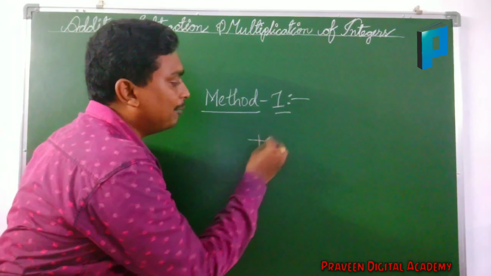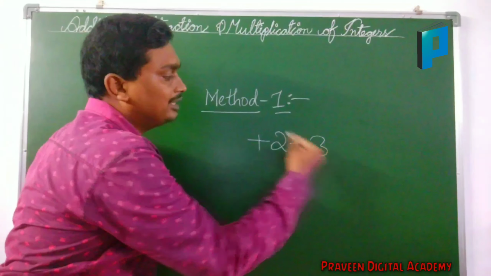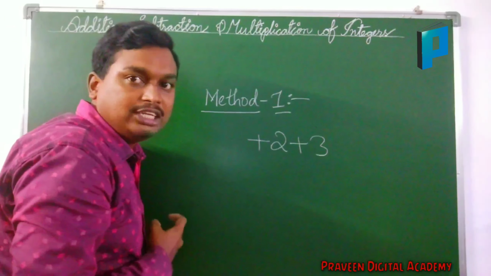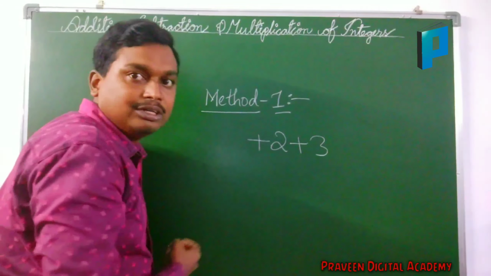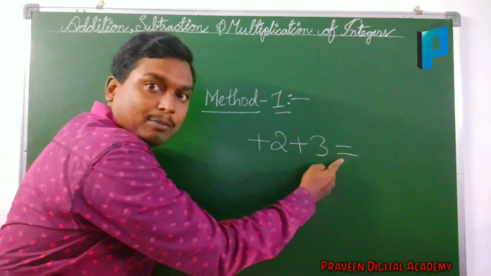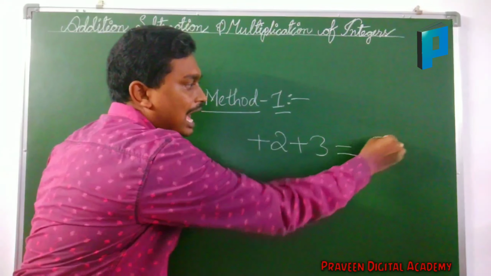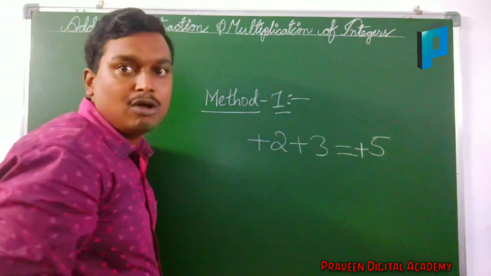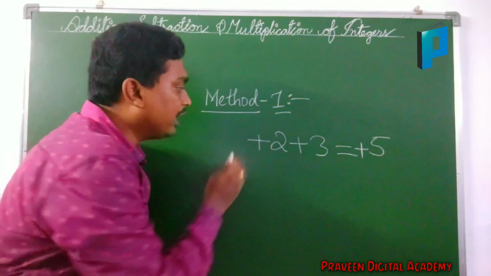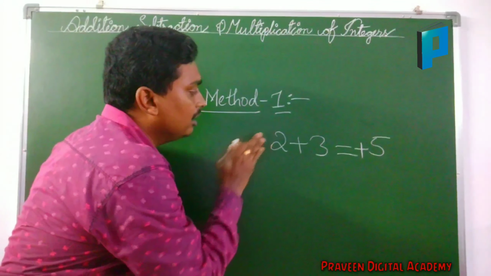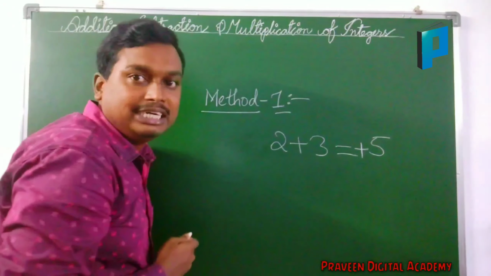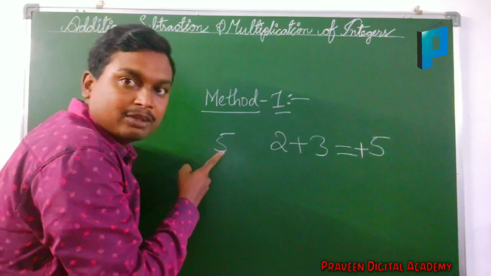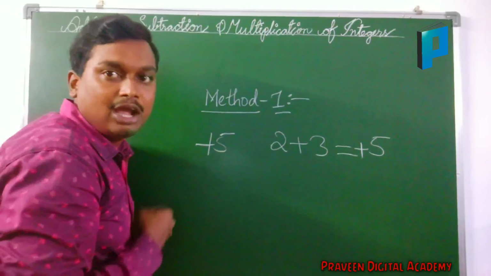If you are having a number like this, plus 2 plus 3, whenever you are having both positive signs, we should add both the numbers. And whenever we are having both plus, we should keep the sign of plus. If you are not having a sign here, also we should consider it as plus. If you are having any integer like this, 5 is nothing but plus 5 only.